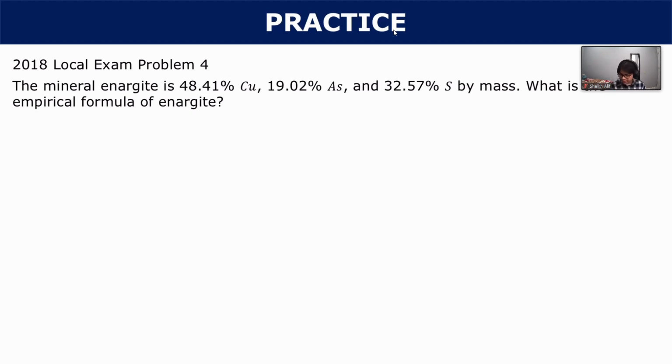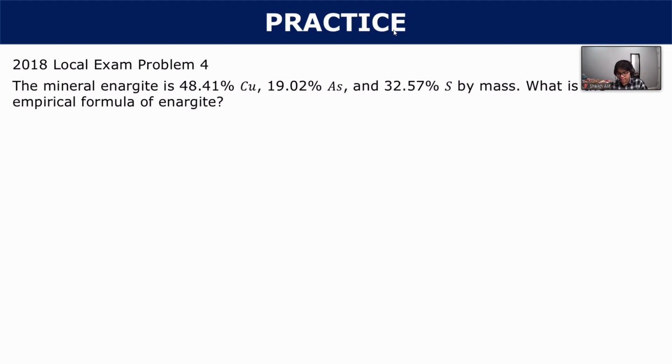The mineral something is 48.41% copper, 19.02% arsenic, and 32.51% sulfur by mass. What is the empirical formula of E? I'm just going to call it E because I don't know how to say that.